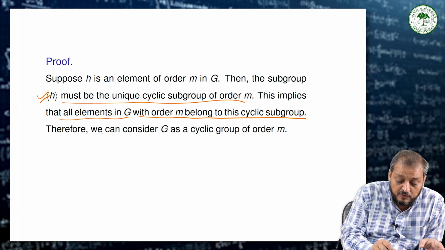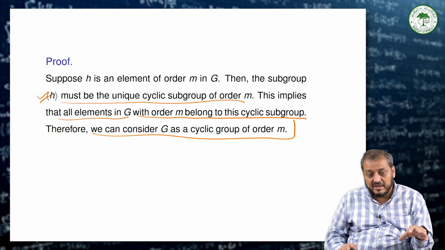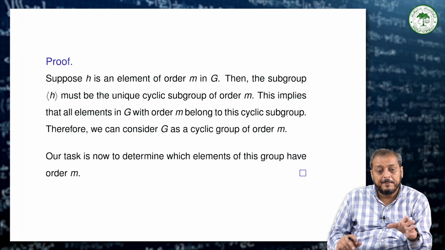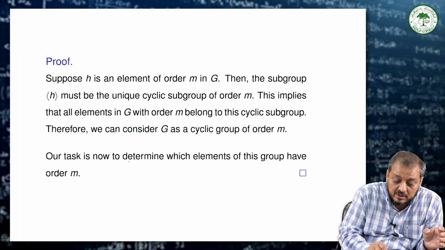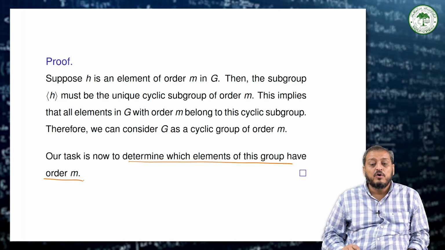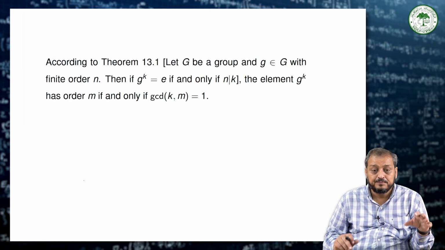Therefore we can consider G as a cyclic group of order m. Our task now is to determine which elements of this group have order m.